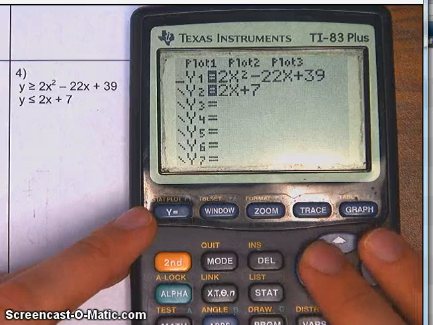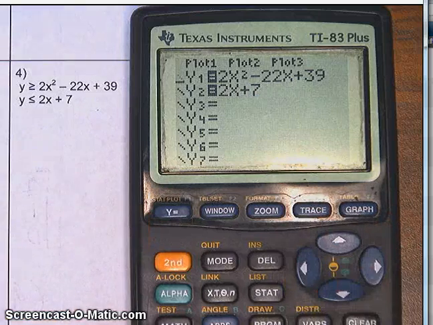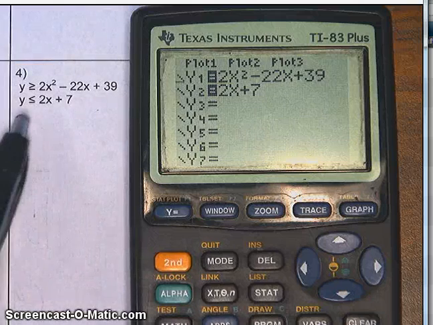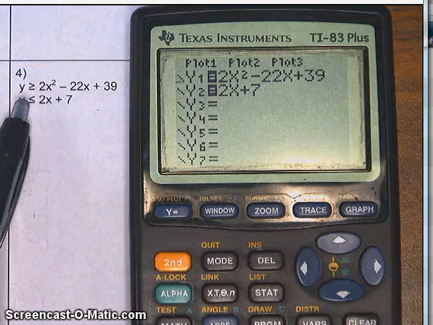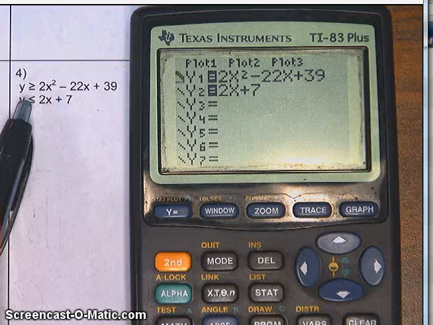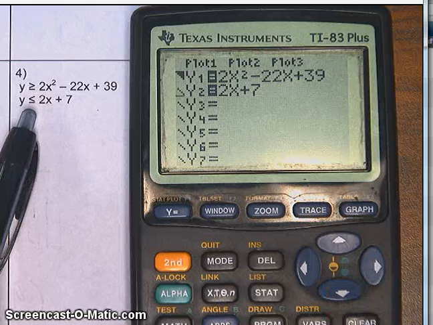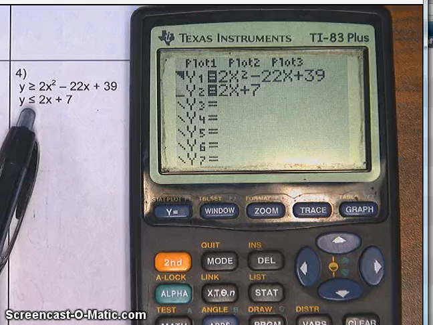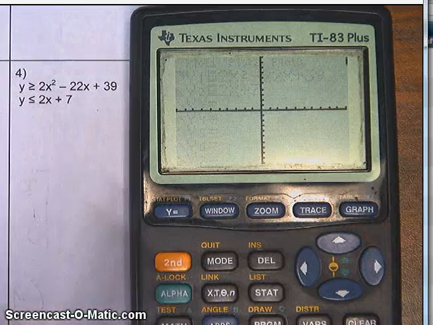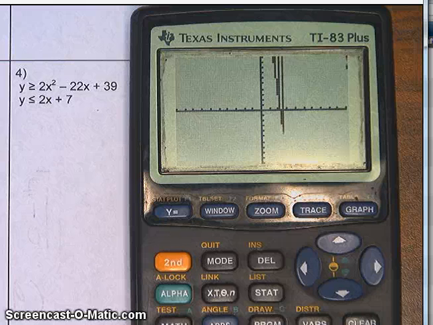Now if we go over here to where right next to the y1, notice that this says y is greater than, which means shade above. So if you hit enter a couple times, you're going to be able to shade that thing above. And y2 is less than or equal to, so I'm going to shade below, which is this guy. When I graph it, this calculator is going to do some shading for me.